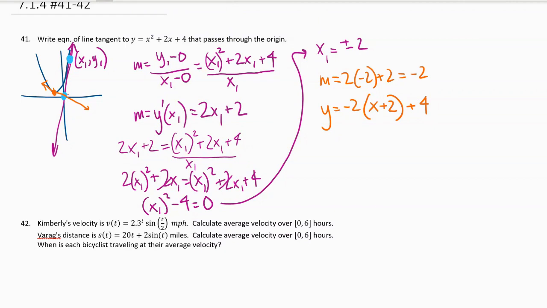Then the other equation, you know what? I could have just used the fact that it goes through the origin and just done 0, 0. That would have been easier. That's okay. My other slope is m equal to 2 times positive 2 plus 2, which is 6. And then I get y equals 6x. But if I use the same point and plug 2 into my original function, I get 4 plus 4 plus 4, which is 12.